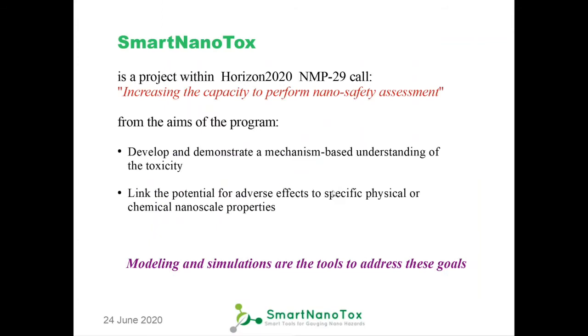Just to remind you, our SmartNanoTox project is financed within the Horizon NMP 29 call, which is called Increasing the Capacity to Perform Nano-Safety Assessment. Among the aims of the program are to develop and demonstrate a mechanism-based understanding of toxicity, and to link the potential for adverse effects to specific physical or chemical properties on the nanoscale. It is clear that for addressing these goals, modeling and simulation are the relevant tools. That is why modeling is an important part of our project.